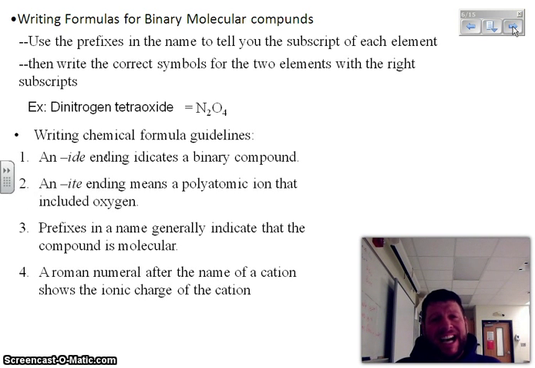So the chemical formula writing guidelines. Number 1, an IDE ending indicates a binary compound. An ITE ending means there's a polyatomic ion that includes oxygen. Number 3, prefixes in a name generally indicate the compound is molecular. And number 4, a Roman numeral after the name of a cation shows the ionic charge of the cation.